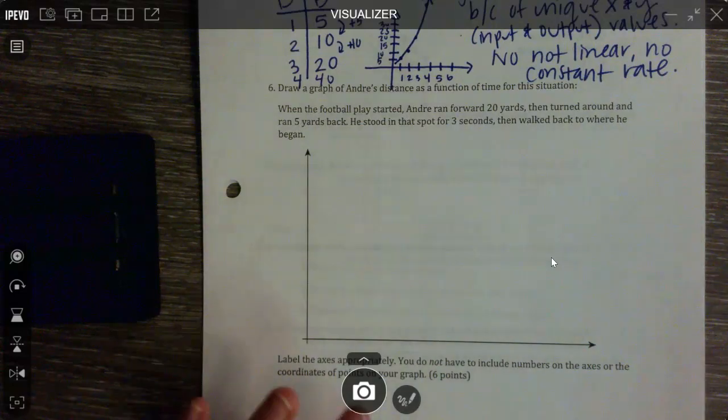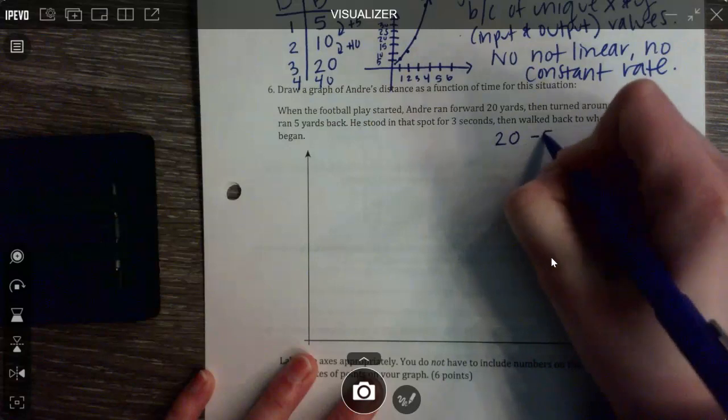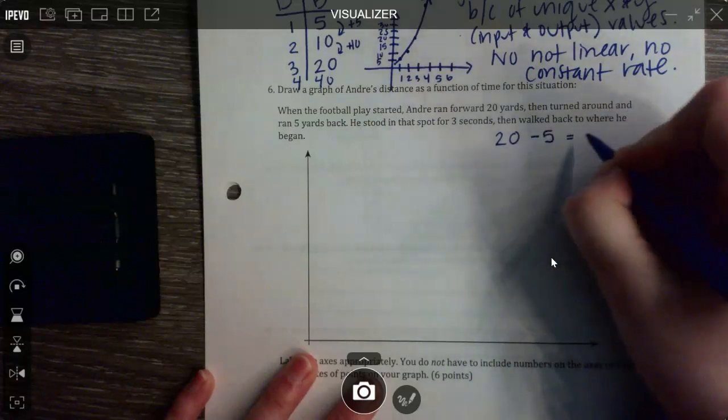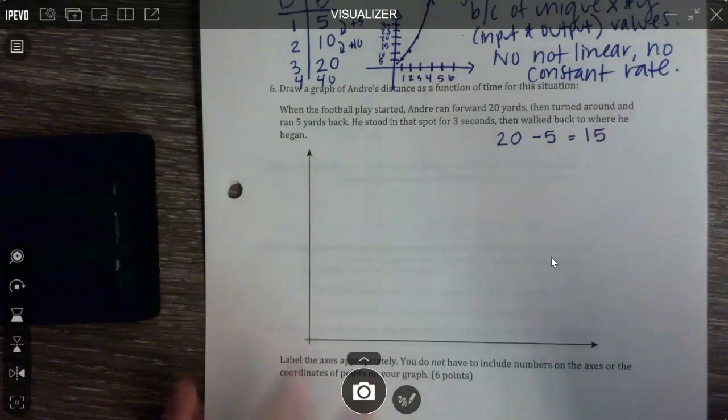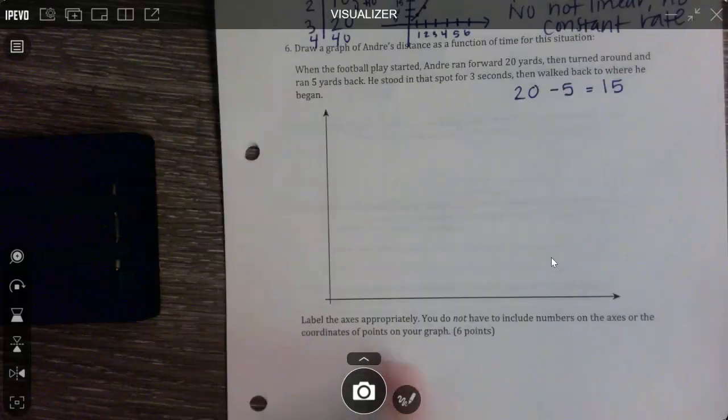Okay. So what I want you to think about is we have 20 minus 5. So at some point, I should go back and be at a lower height. Okay? Now, the directions say you can label them appropriately. You do not have to include numbers. Okay? I'm going to include numbers just so you can better see it, but you do not have to.